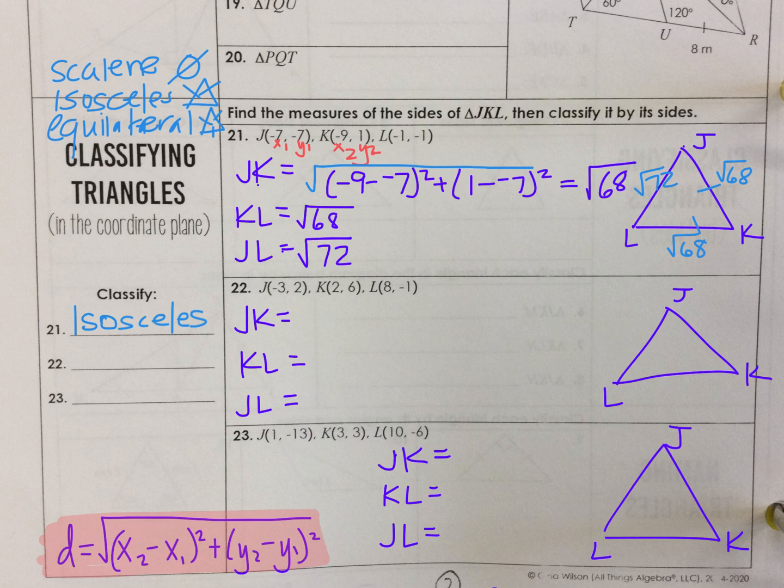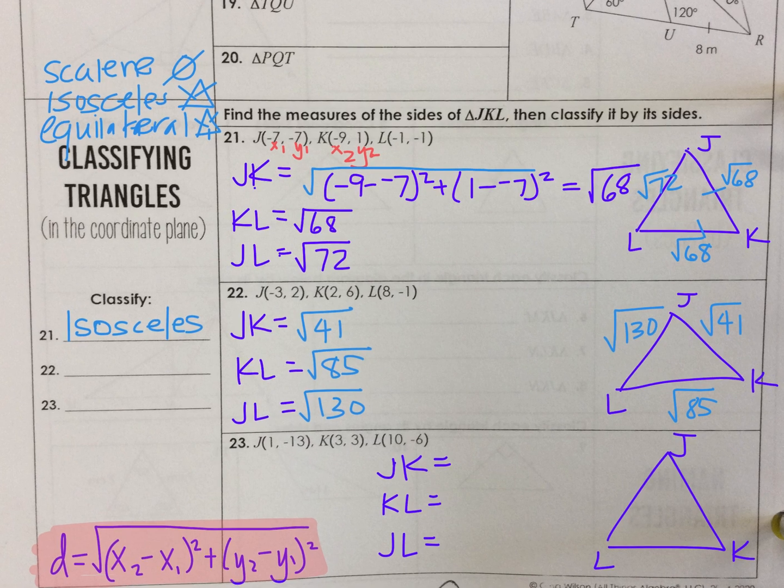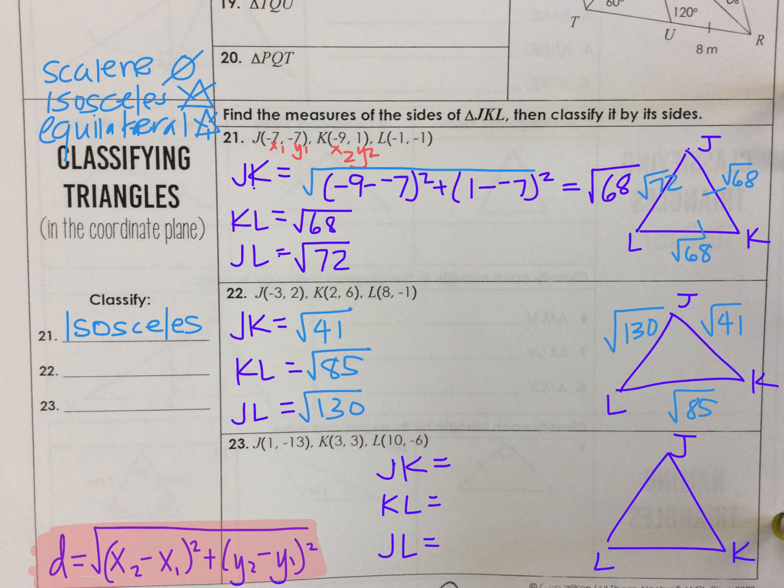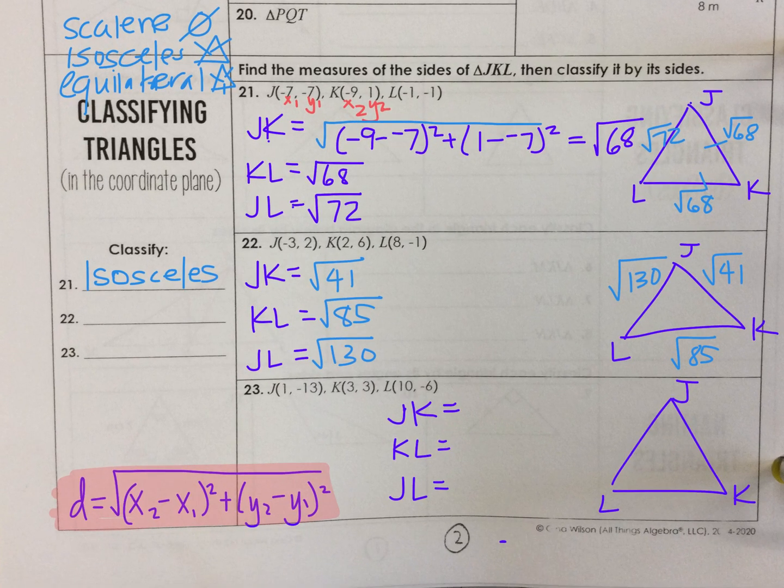So if I did the distance of JK, it'd be square root of 41. Oh, sorry, JK. KL would be 85, and JL would be 130. So 41, 85, 130. If I had a triangle and those were my measures, none of them are the same. Sorry, so I'm going to write scalene.